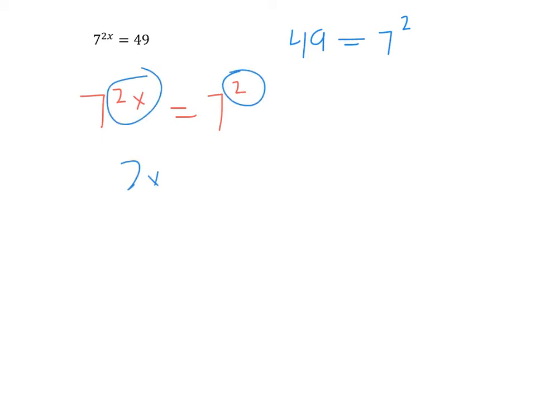Let's look at this one. 7 to the 2x equals 49. We're going to leave 7 to the 2x, but rewrite 49 as something with a base of 7. Well, we know that 49 is 7 squared, so we can rewrite 49 as 7 squared. So 7 to the 2x equals 7 to the 2. Now we can just set those exponents equal. We get 2x equal to 2, divide both sides by 2. We get x equals 1.